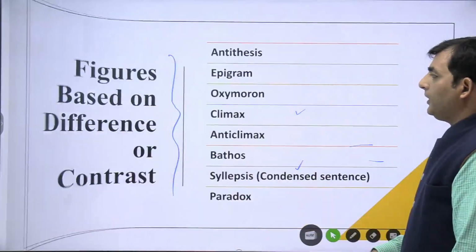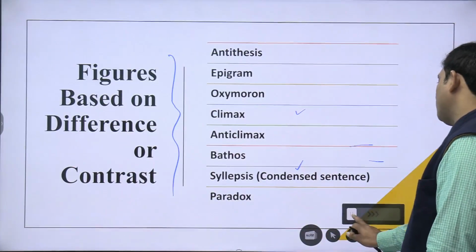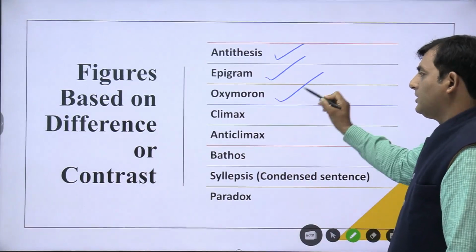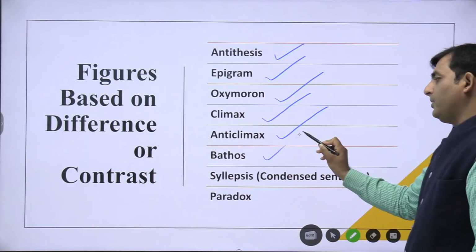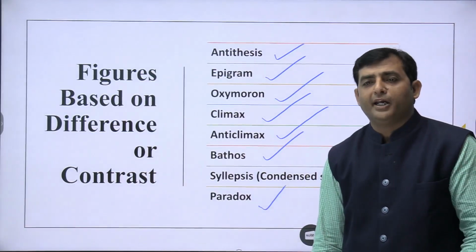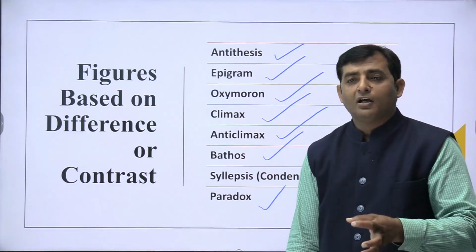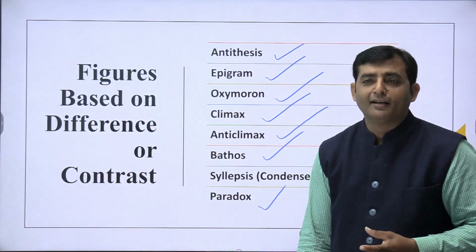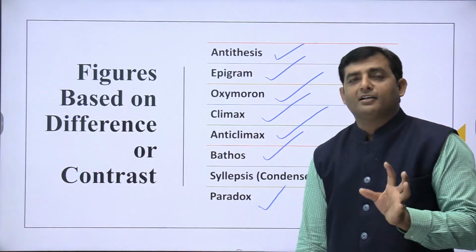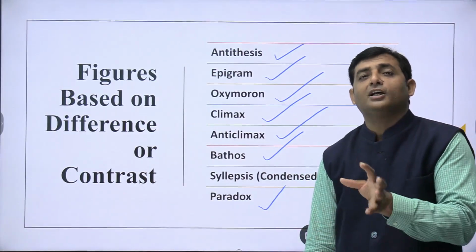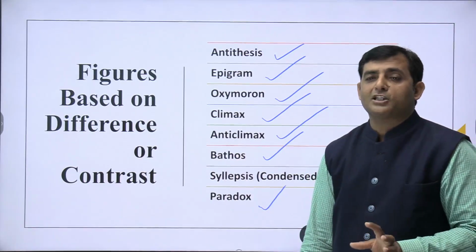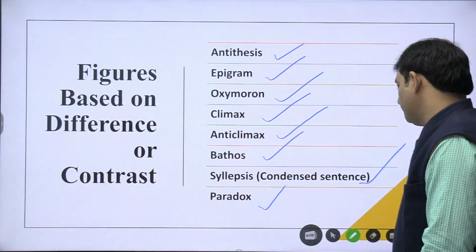And then the figure of speech based on difference or contrast. Right? Antithesis, epigram, oxymoron, climax, anticlimax, bathos, synopsis, paradox. These are the figures of speech based on difference or contrast. Child is the father of man. Man proposes, God disposes. Right? Bitter, sweet. These are the examples. These are the figures of speech based on difference or contrast.